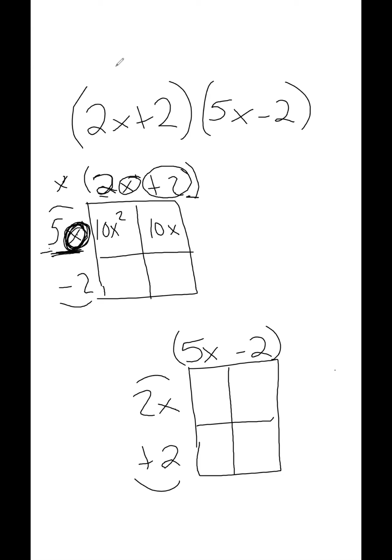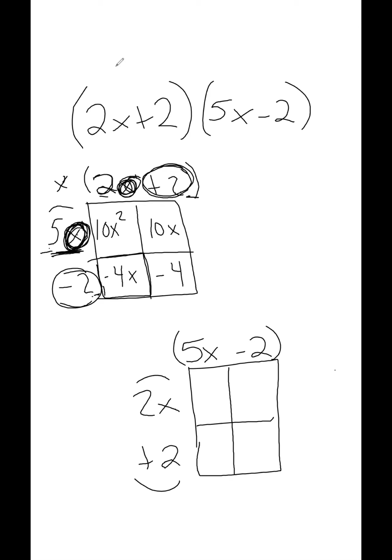All right, I'm going to keep going. So I'm going to go down to this next box. Negative 2 times 2 is negative 4. And I don't have any x's here, but I do right here. So that gets just 1x. Then negative 2 times positive 2 is negative 4.